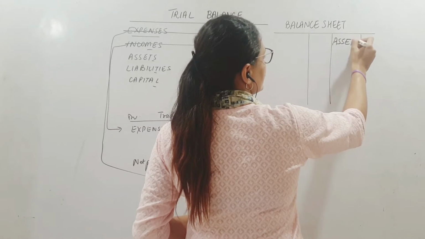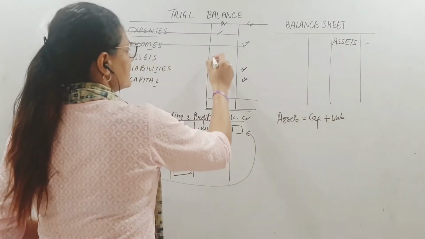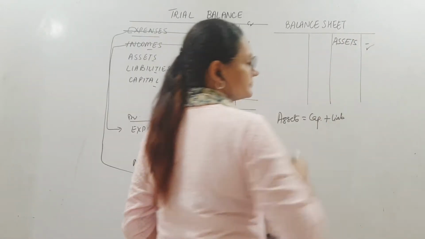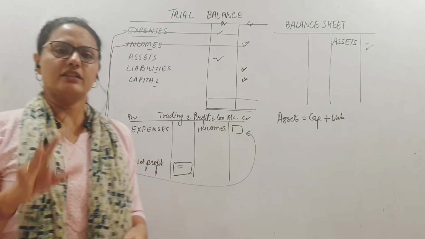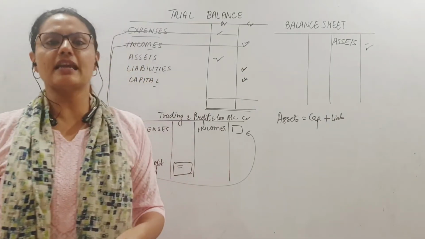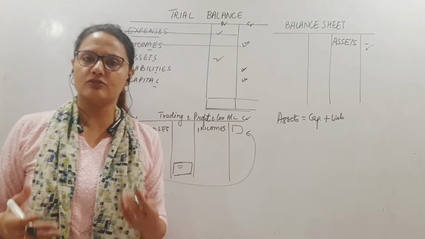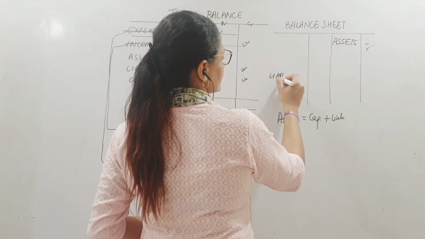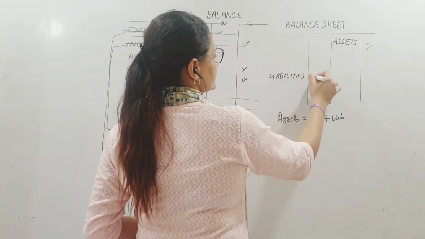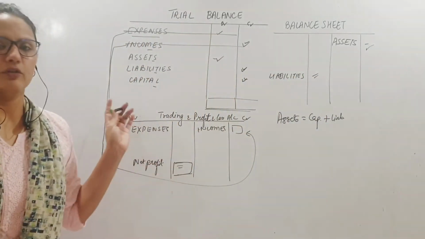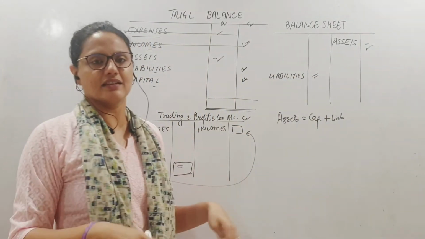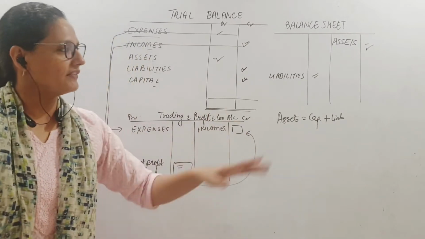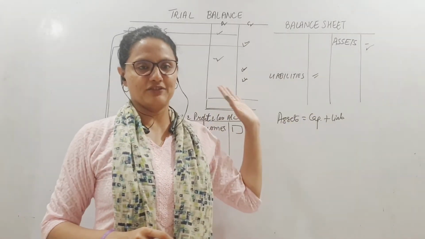So assets we will put here. So all the assets which have a debit balance will come here. All assets, furniture, land, investments, cash, bill receivable, debtors, stocks, and all liabilities will come here. Okay, obviously. They don't like each other. Assets are ulta, liability are ulta. So they will be on the different pages.